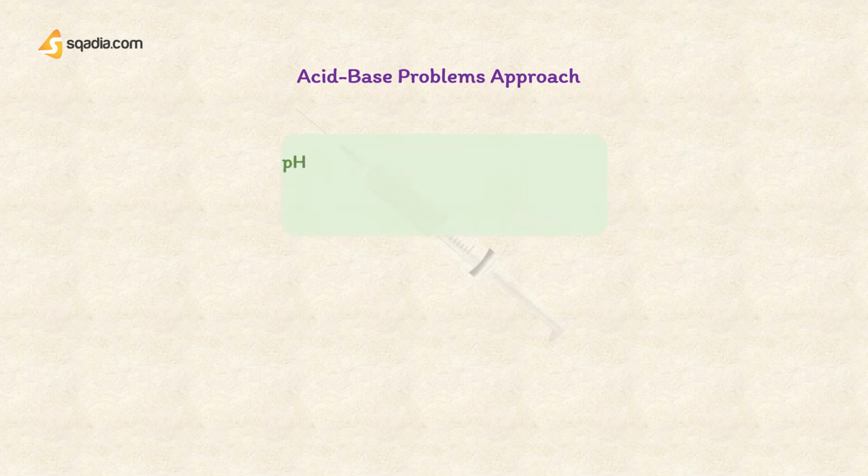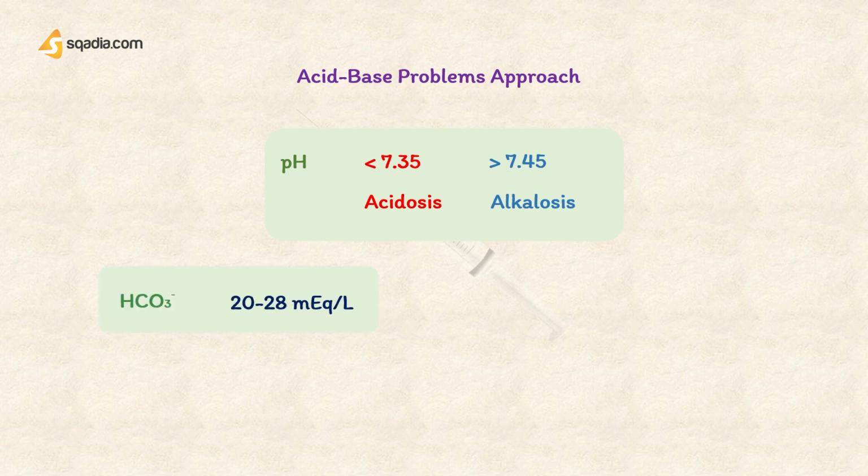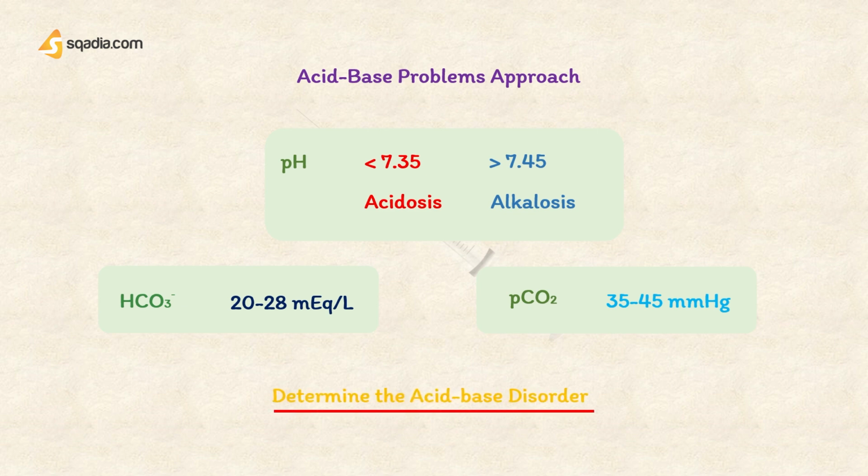So first, we'll check the pH. Is it less than 7.35? That's acidosis. Is it more than 7.45? That would be alkalosis. Next, we're going to check the bicarb and partial pressure of carbon dioxide. Normally, the bicarb level is between 20 to 28 millijoule per liter. And partial pressure of carbon dioxide from the ABG is normally between 35 to 45 millimeter mercury. And then all you have to do is determine the acid-base disorder.